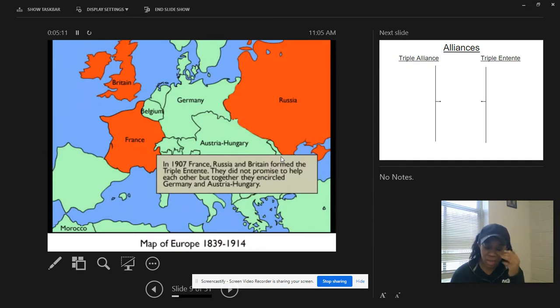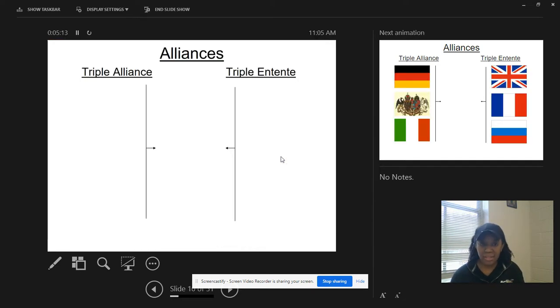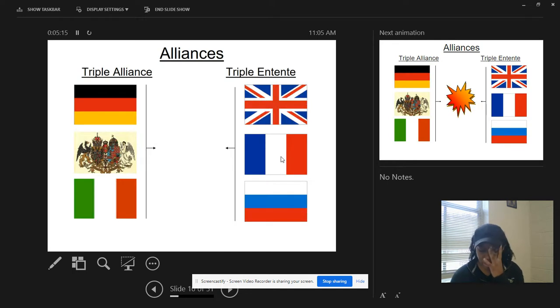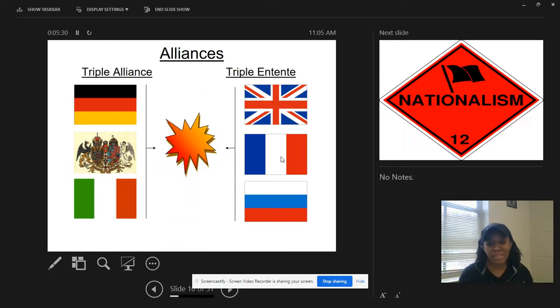And so they create these alliances, and now it's like a little 3-on-3 thing they've got going on, kind of like Pro Am. So you have the Triple Alliance versus the Triple Entente. Now, at the time, they're just like, we're just looking out for each other. It's nothing, nothing's happening here.